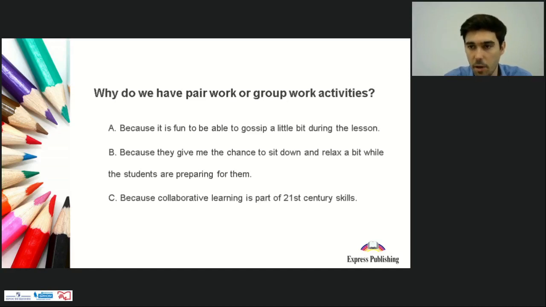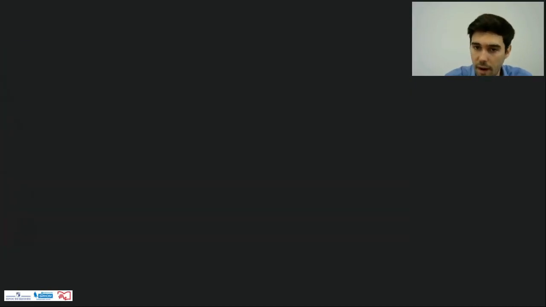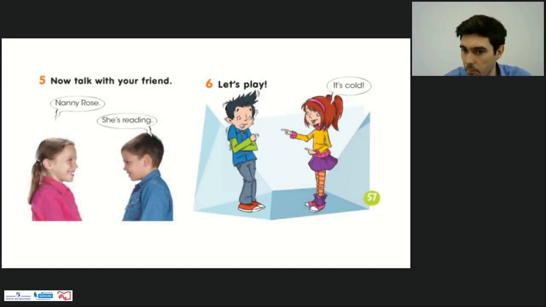So here we have different communicative activities, talking with a friend or a game to help them. These can be valuable activities that can encourage collaboration and communication in the classroom.